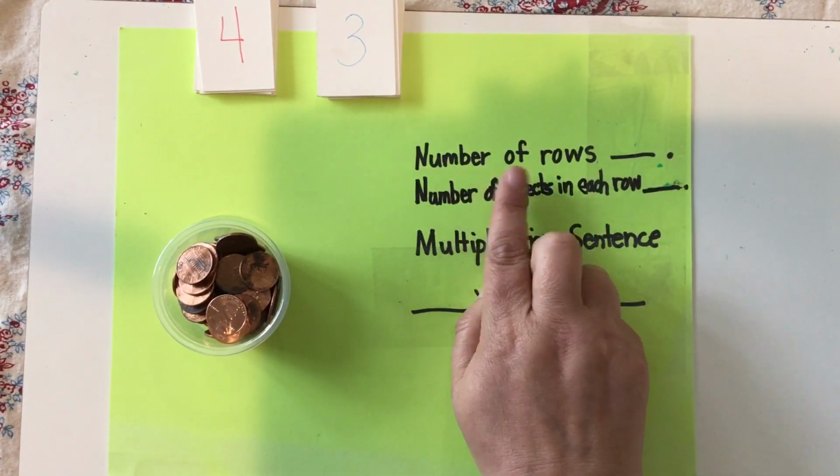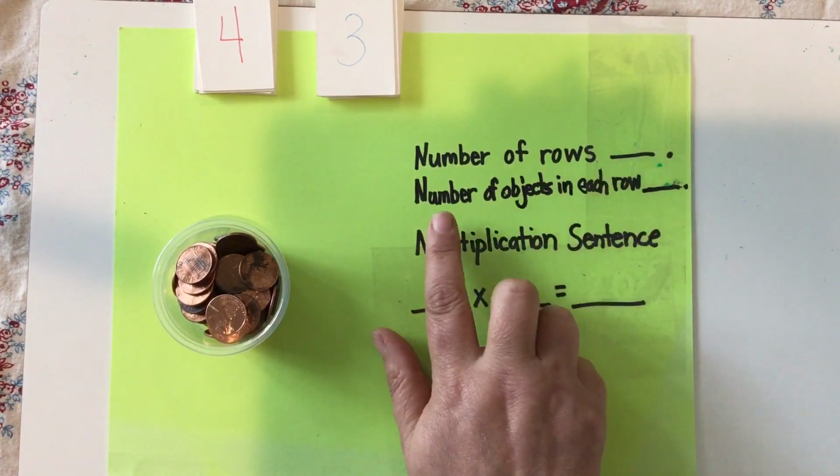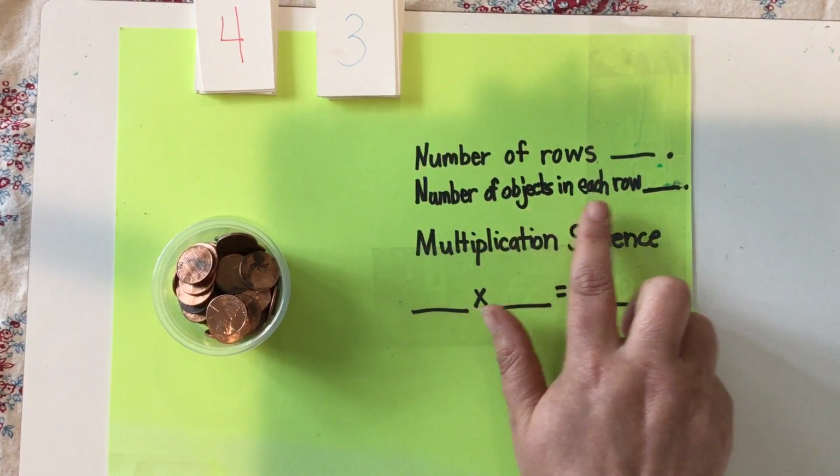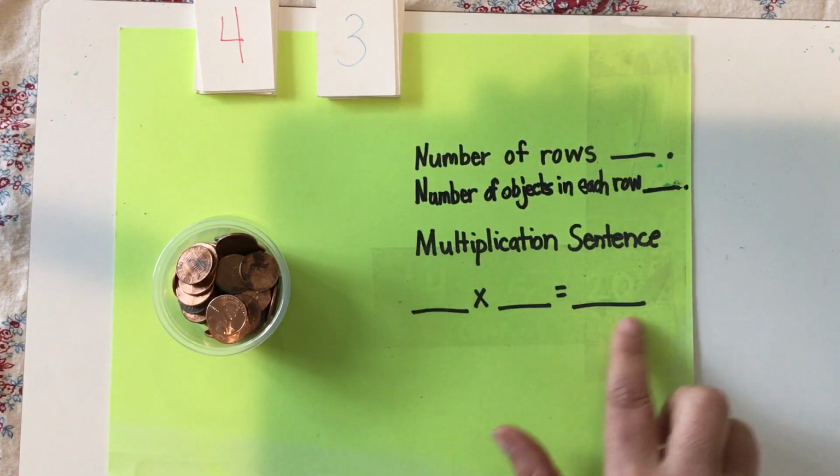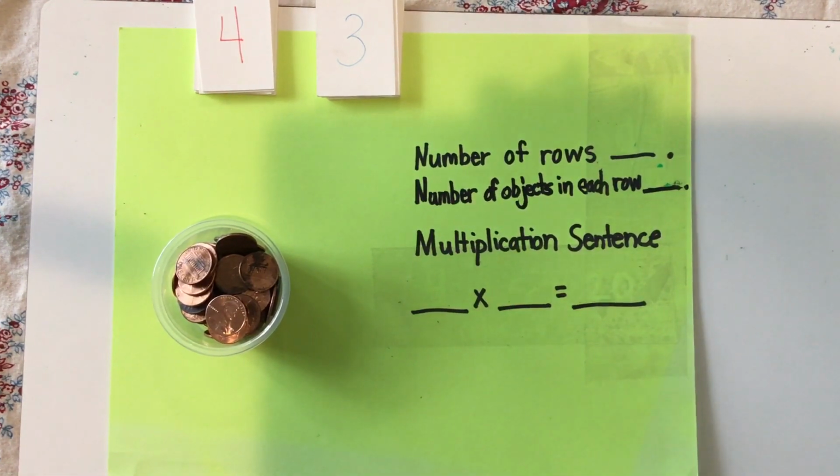I wrote number of rows blank, number of objects in each row blank, multiplication sentence. So today we're going to focus on that multiplication sentence. I know we've been doing repeated addition too, but today we're going to focus on that.